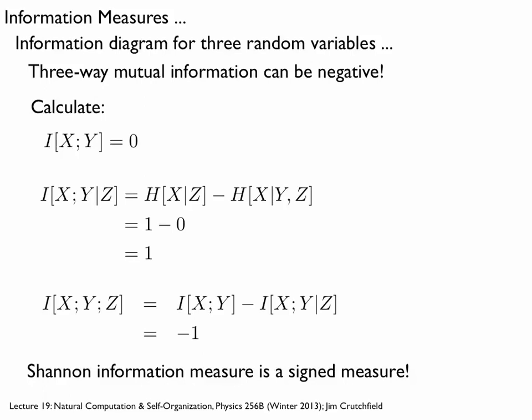Now the punchline is we can use the previous identities to look at the three-way mutual information. One of those was just the two-way mutual information between X and Y minus the two-way mutual information between X and Y conditioned on Z. We just plug in here: 0 minus 1. So it's negative.